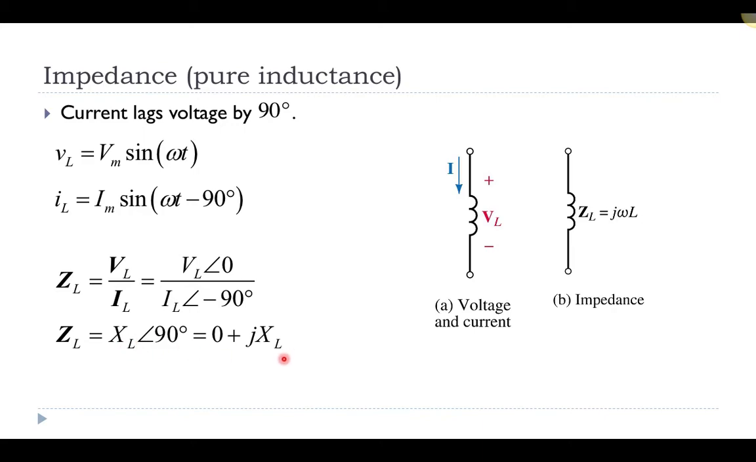And of course we can write that in complex numbers. If it's in complex numbers, if this is 90 degrees, then the real part is 0, and the imaginary part is just the value of the impedance. And of course, there's our reactance again. It's just the angular frequency times the inductance.